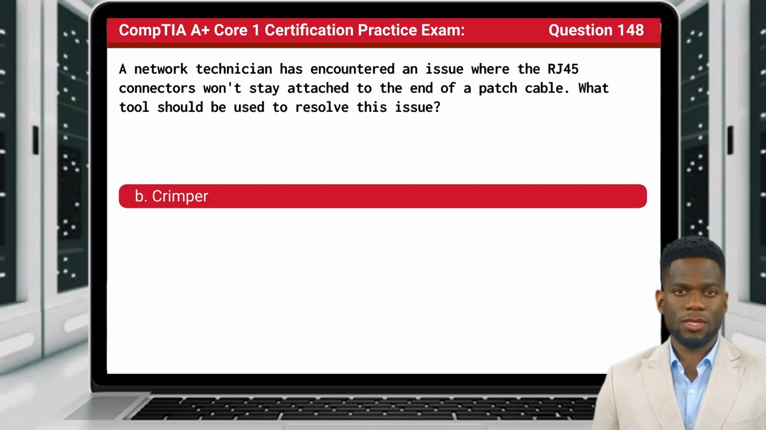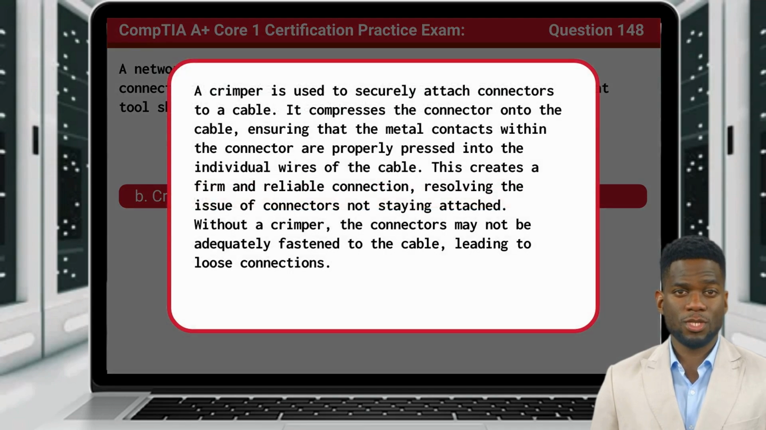The answer is B. Crimper. A crimper is used to securely attach connectors to a cable. It compresses the connector onto the cable, ensuring that the metal contacts within the connector are properly pressed into the individual wires of the cable. This creates a firm and reliable connection, resolving the issue of connectors not staying attached. Without a crimper, the connectors may not be adequately fastened to the cable, leading to loose connections.